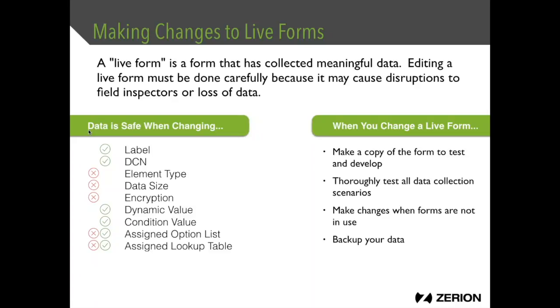Now, when it comes to losing data, what you'll see down here is a list of the most common properties you're going to have when you're working with a form, and specifically with an element. For some of the properties like the label, the data column name, the dynamic value, and the condition value, you can make changes to these and you're not going to need to worry about data loss. Now, you may have a disruption in the data collection process because the form may not show properly, but that's just going to be a functionality change or a functionality disruption and not an actual disruption to your data.